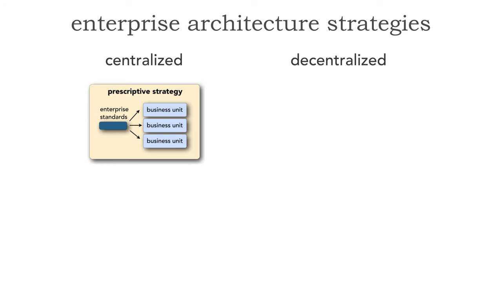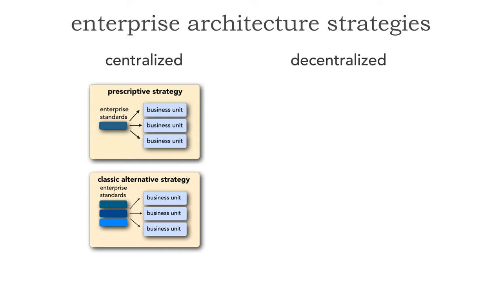The first of these is something called the prescriptive strategy, the most basic. This is also called the classic strategy as well, where enterprise architecture teams create and govern these standards and apply these across every business unit and every team within the company.